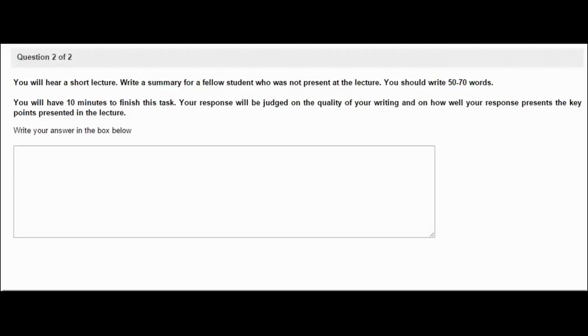Summarize spoken text. You will hear a short lecture. Write a summary for a fellow student who is not present at the lecture. You should write 50 to 70 words. You will have 10 minutes to finish this task. Your response will be judged on the quality of your writing and on how well your response presents the key points presented in the lecture.